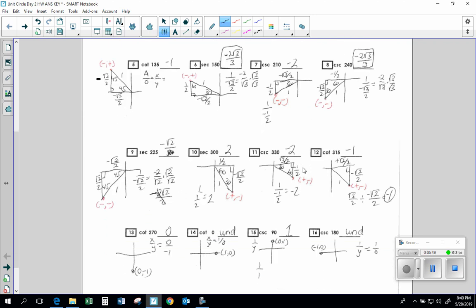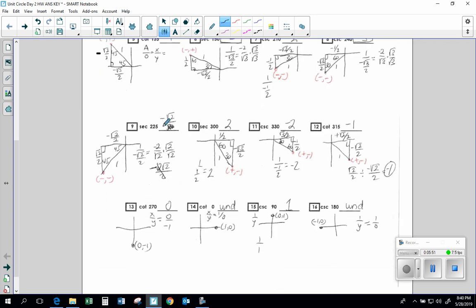Okay, let's come on down here. Let's go ahead and look at secant of 225. 225 is between 180 and 270 right here. And how do I get that reference angle? The angle measure minus this 180 right here on the x-axis. So 225 minus 180 is 45. So we have a 45, 45, 90. Remember on any 45, 45, 90 degree triangles, the side lengths are root 2 over 2, root 2 over 2, and 1.